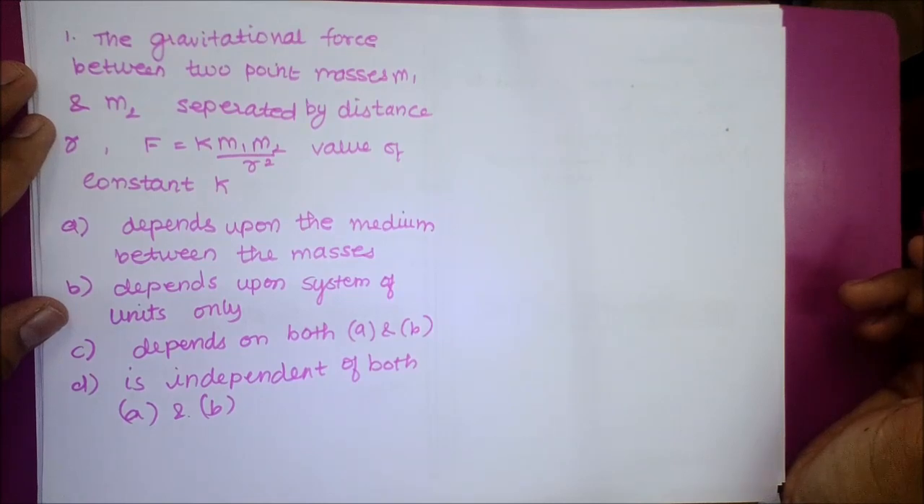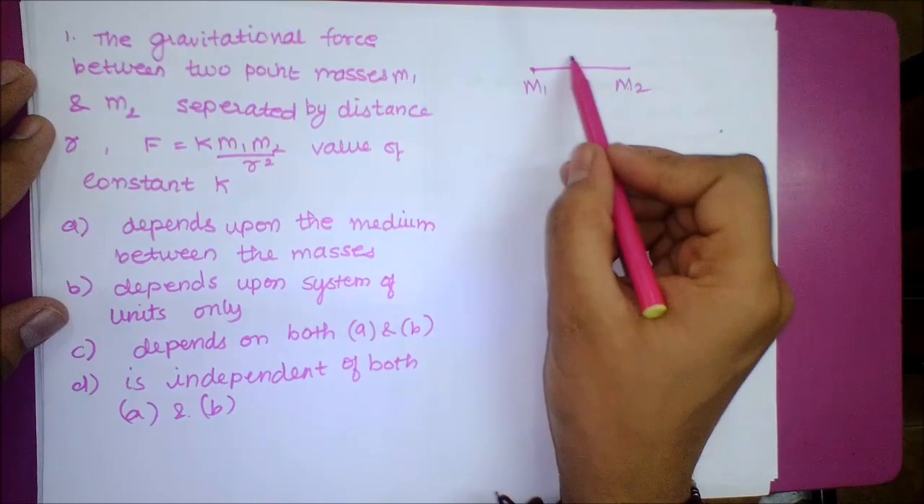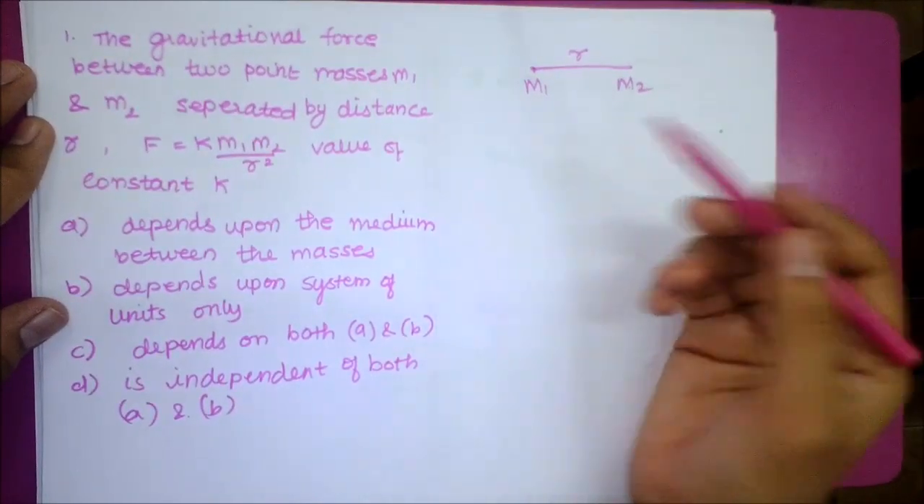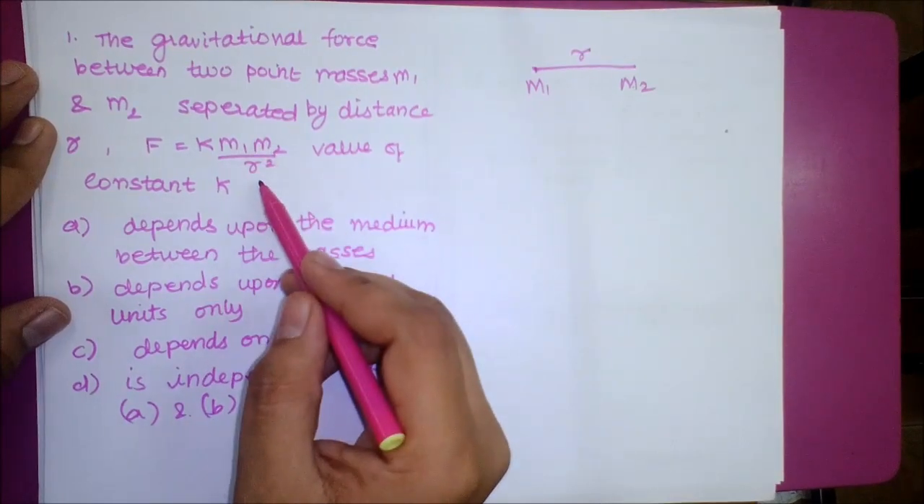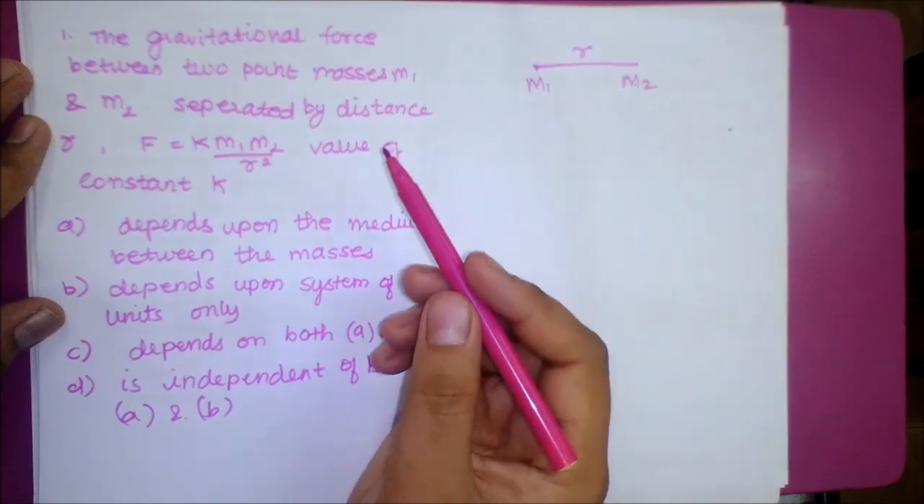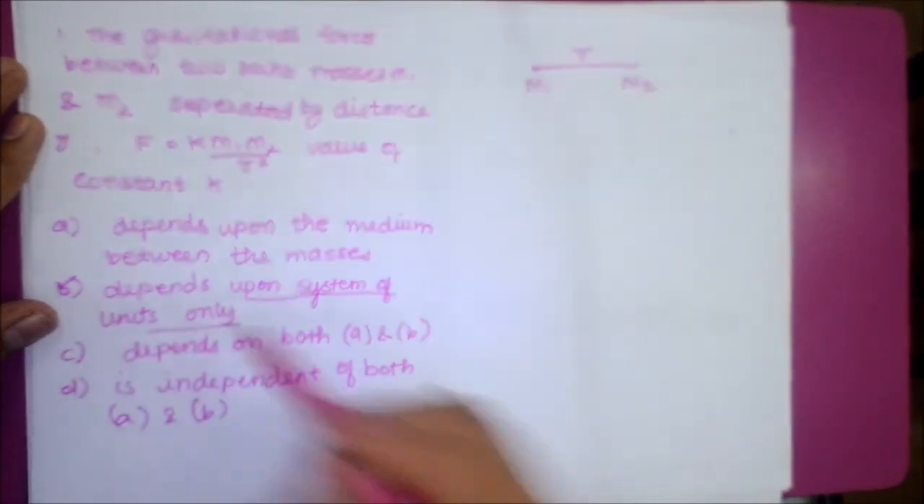So now we know the gravitational force between 2 point masses m1 and m2 with distance r between them. According to Newton's law of gravity, we get the formula F is equal to k m1 m2 upon r square, where k will depend upon the system of units only. So option B, depends upon system of units only, is the correct answer.